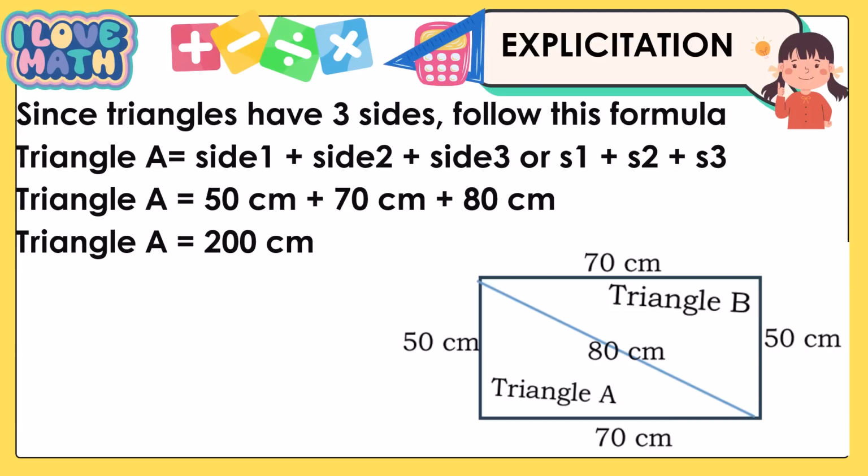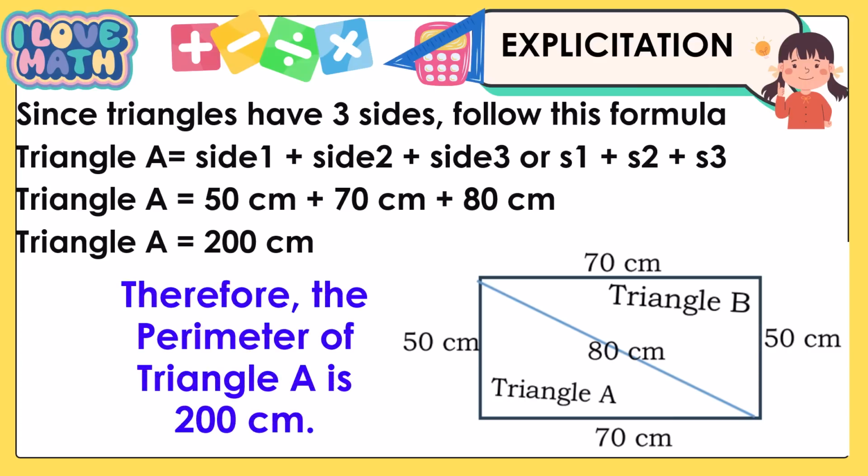Triangle A equals side 1 plus side 2 plus side 3 or S1 plus S2 plus S3. Triangle A equals 50 centimeters, 70 centimeters plus 80 centimeters. So triangle A is equal to 200 centimeters. Therefore, the perimeter of triangle A is 200 centimeters.